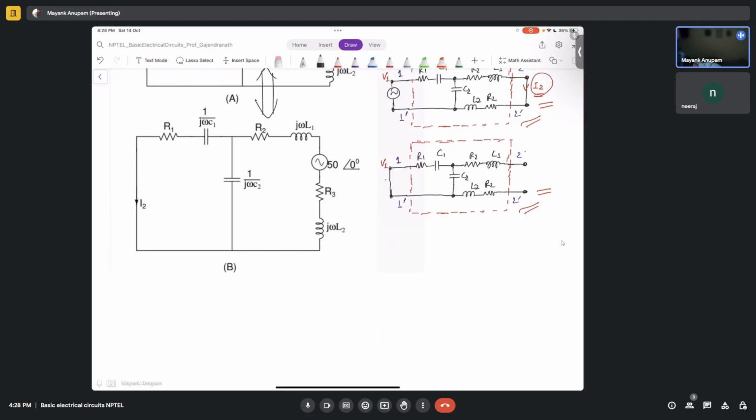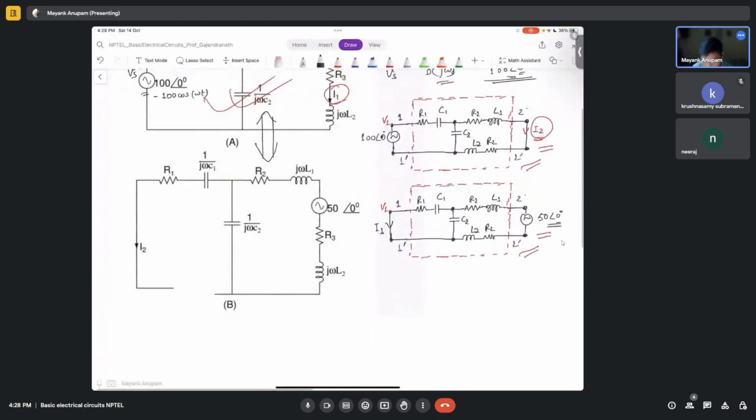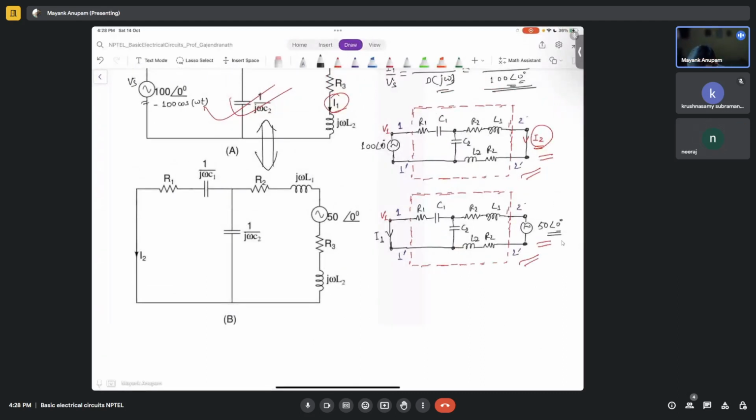Do this. You want to find out what is the current I1 here, right? You have applied a voltage source here, which is 50 angle 0, and this is 100 angle 0, and applied a voltage which is 50 angle 0 here, right? So tell me something, what do you think we should do? Sir, I think reciprocity theorem.